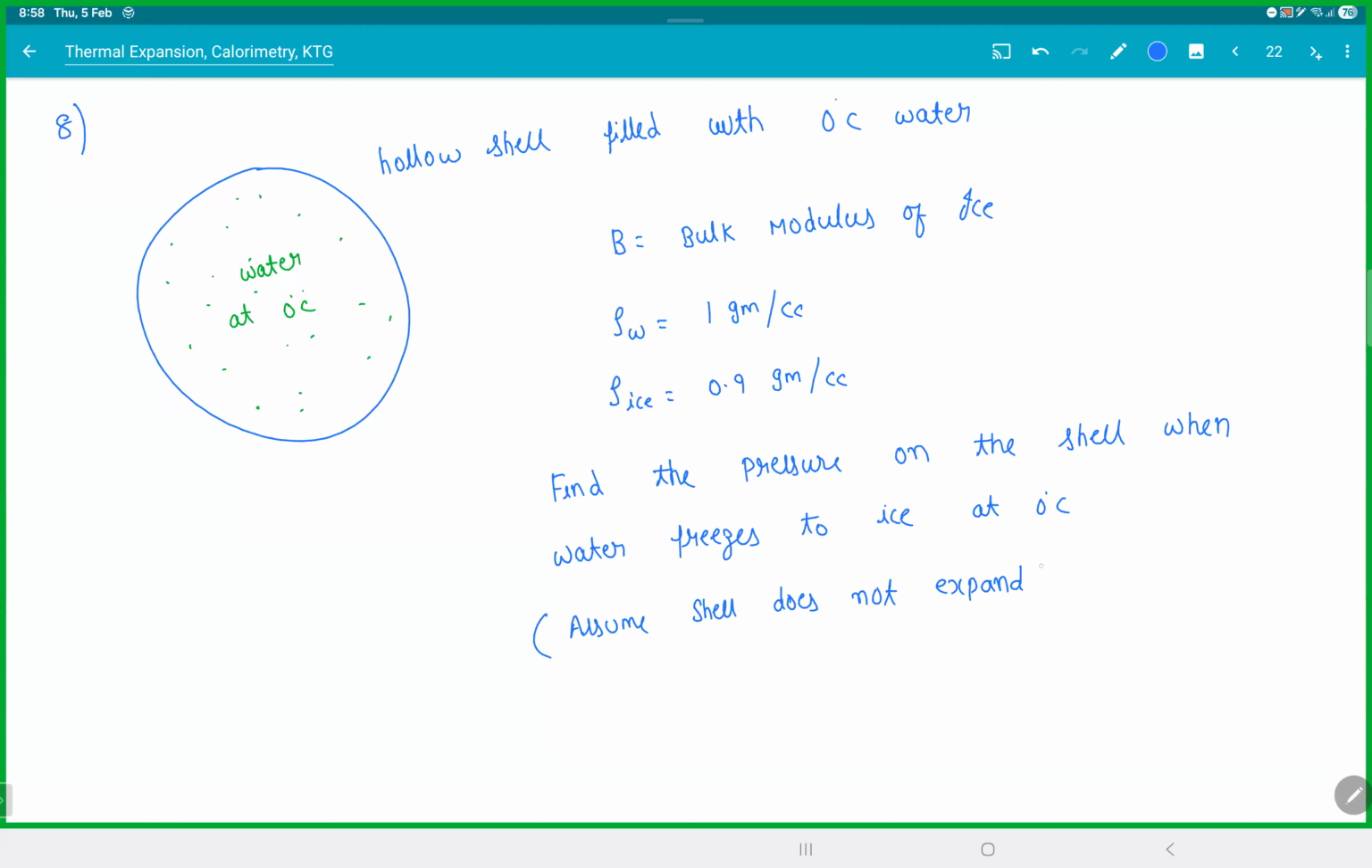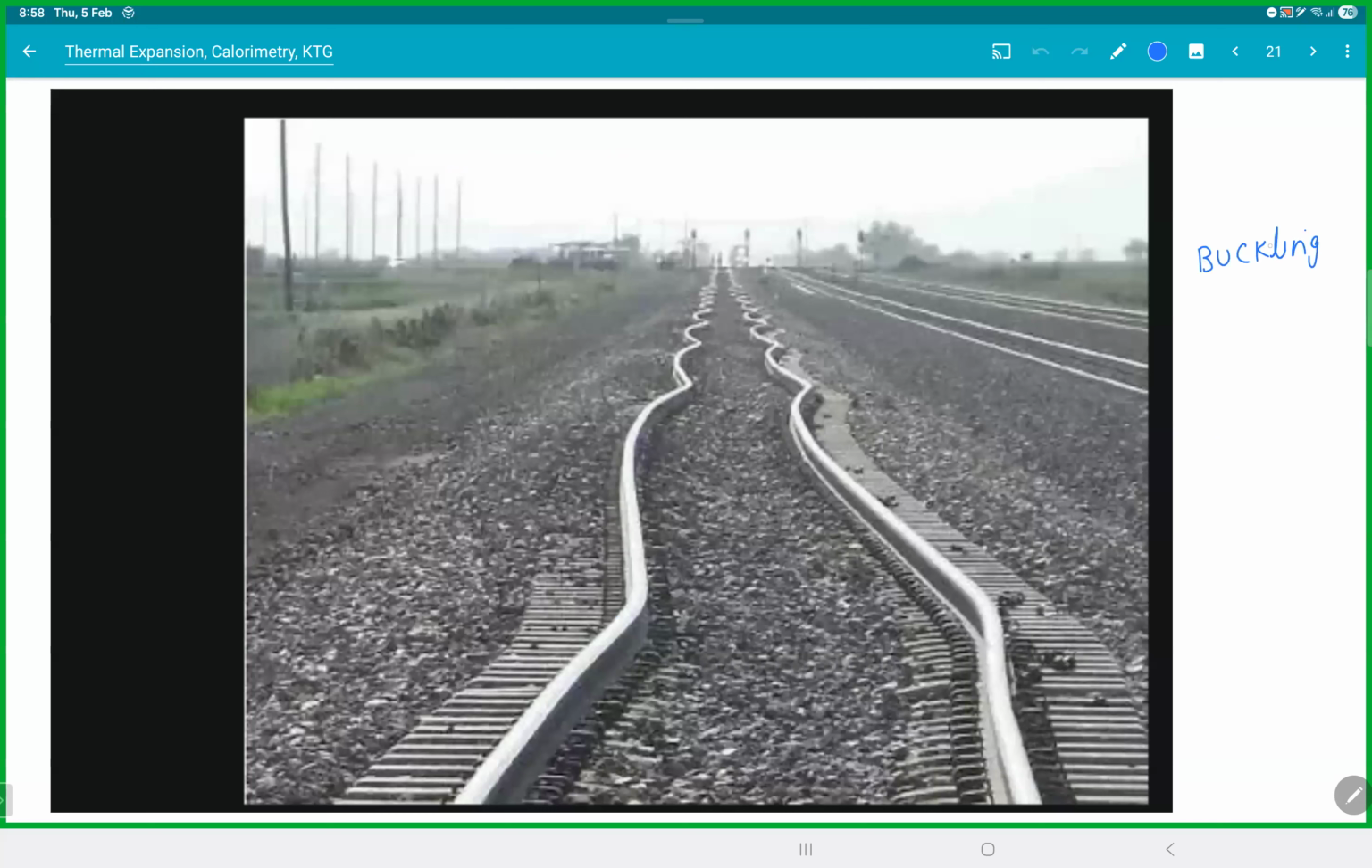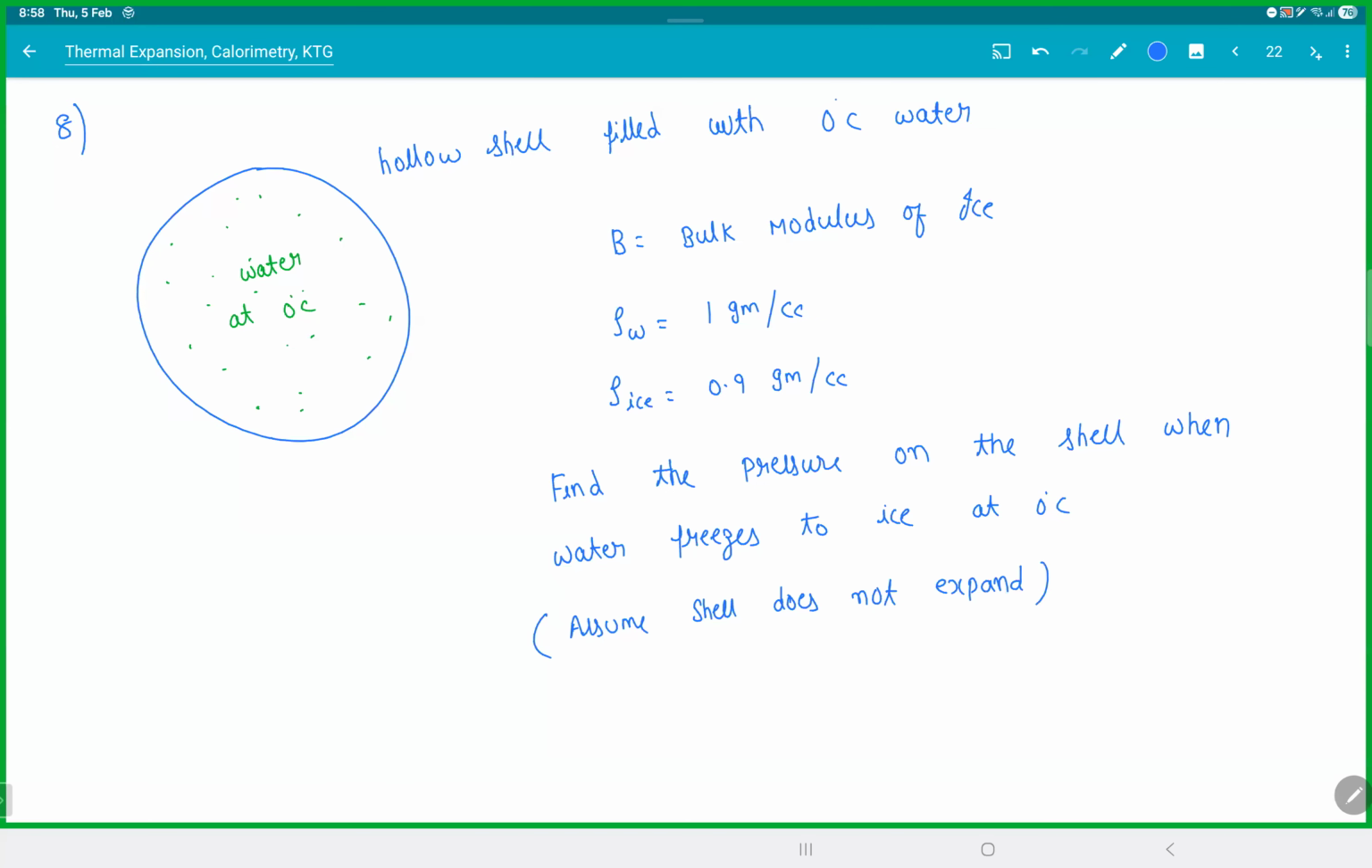Now, in India, you don't notice this, but in cold countries, this is really a big problem. You have water in the pipelines. It's called buckling. So yeah, in cold countries, what happens?